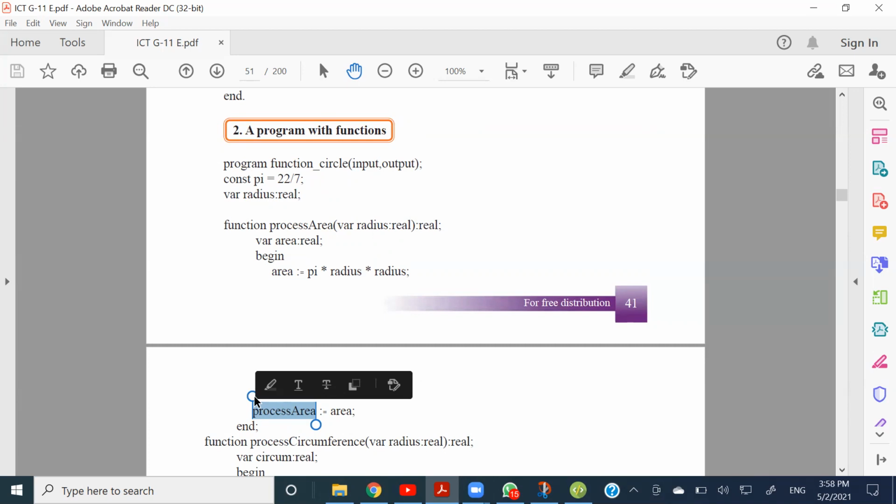Yes, Manol? What is process area? What is the place that we can find the process area word? The function. That's right, the function name. That's correct. And since you got something to return, it is the way of returning from a function in Pascal. Remember, it is specific to Pascal, right?